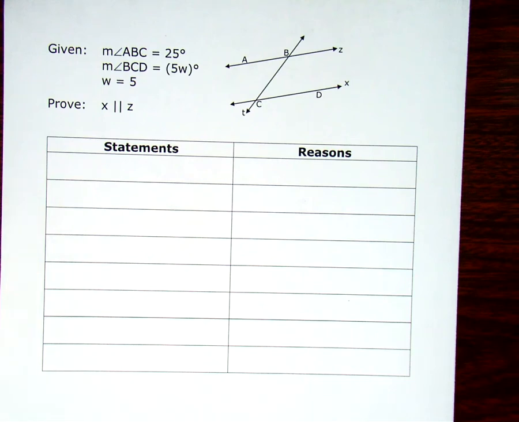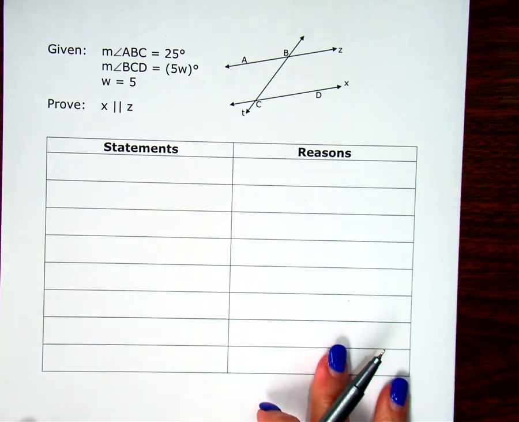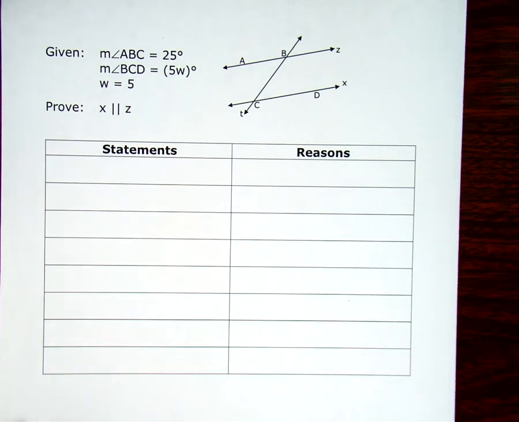All right, let's do one more proof today. Given the measure of angle ABC equals 25 degrees, given the measure of angle BCD equals 5W degrees, given W equals 5, prove line X is parallel to line Z.